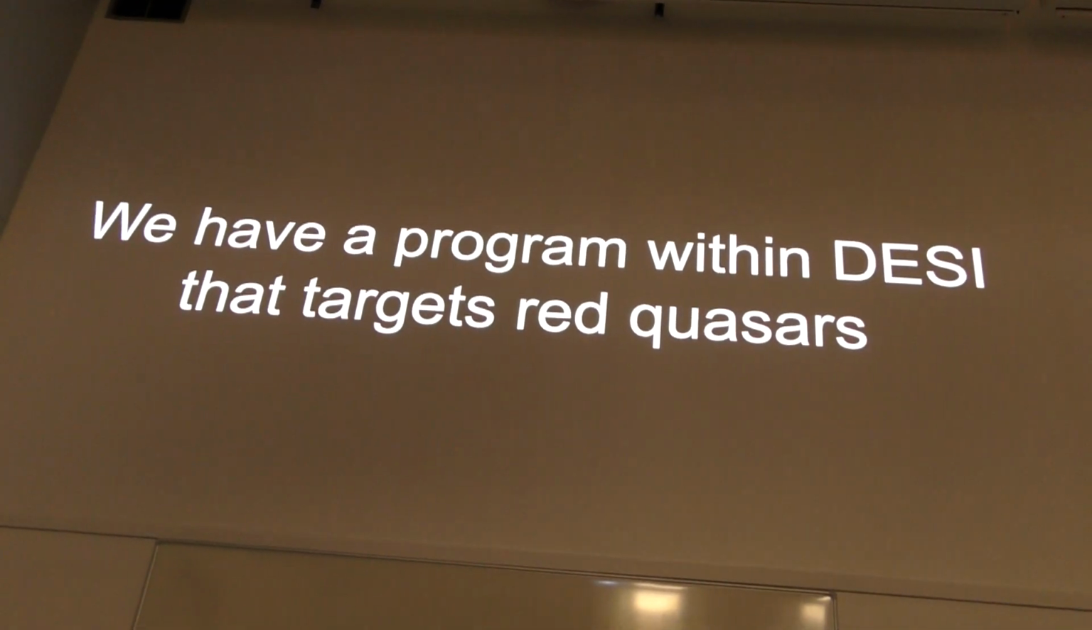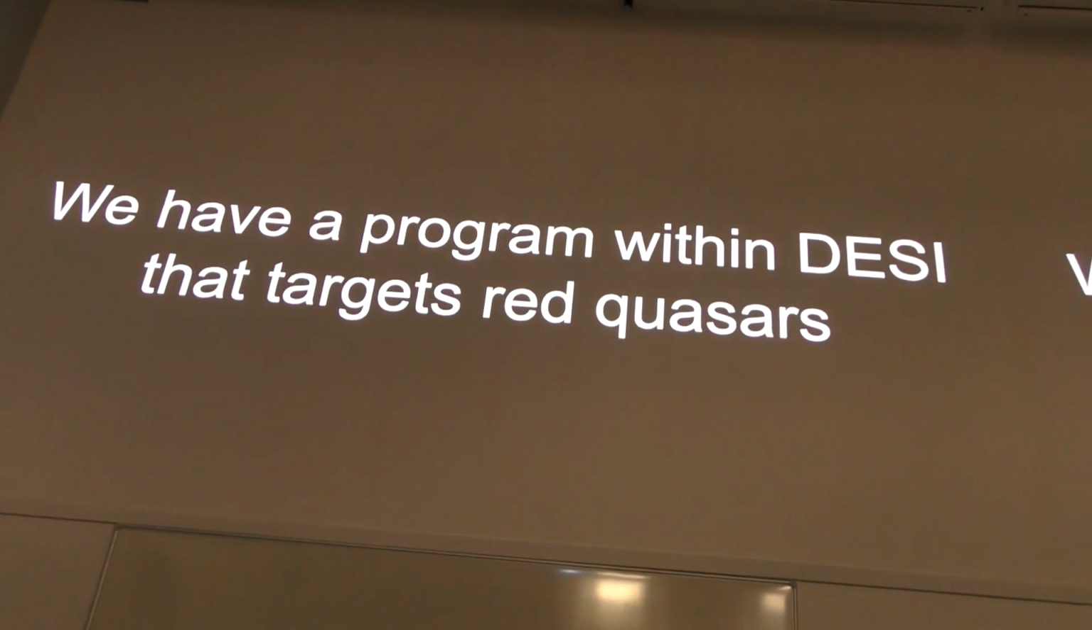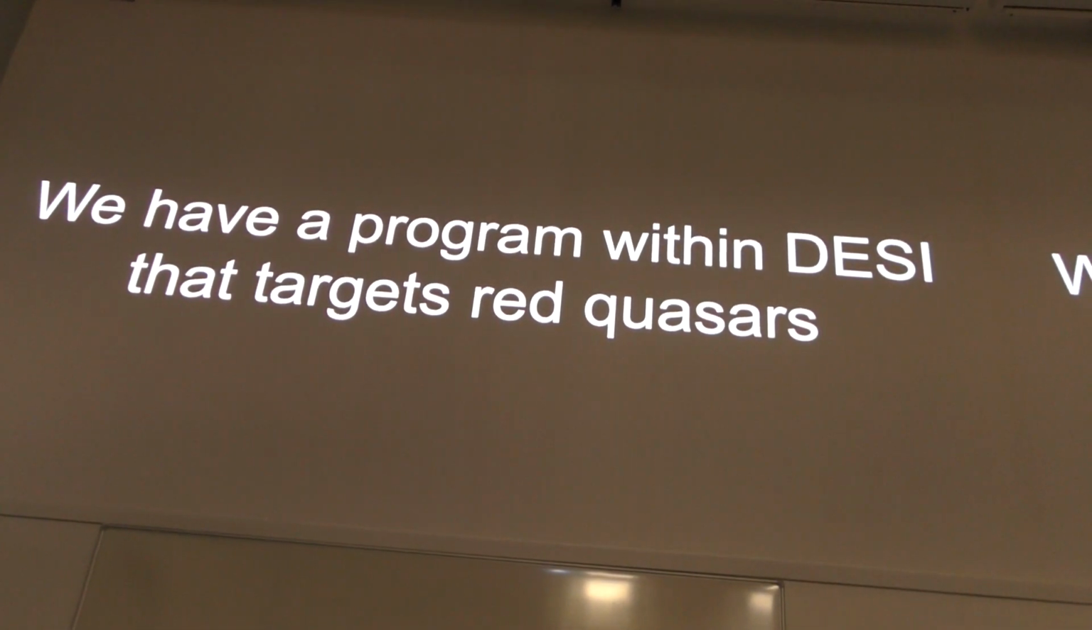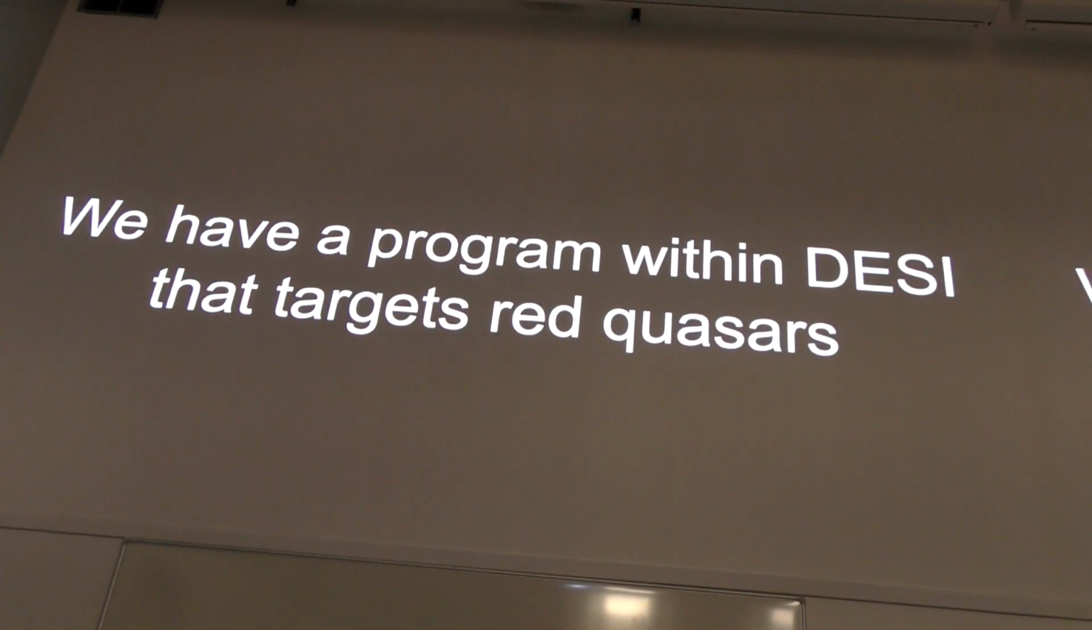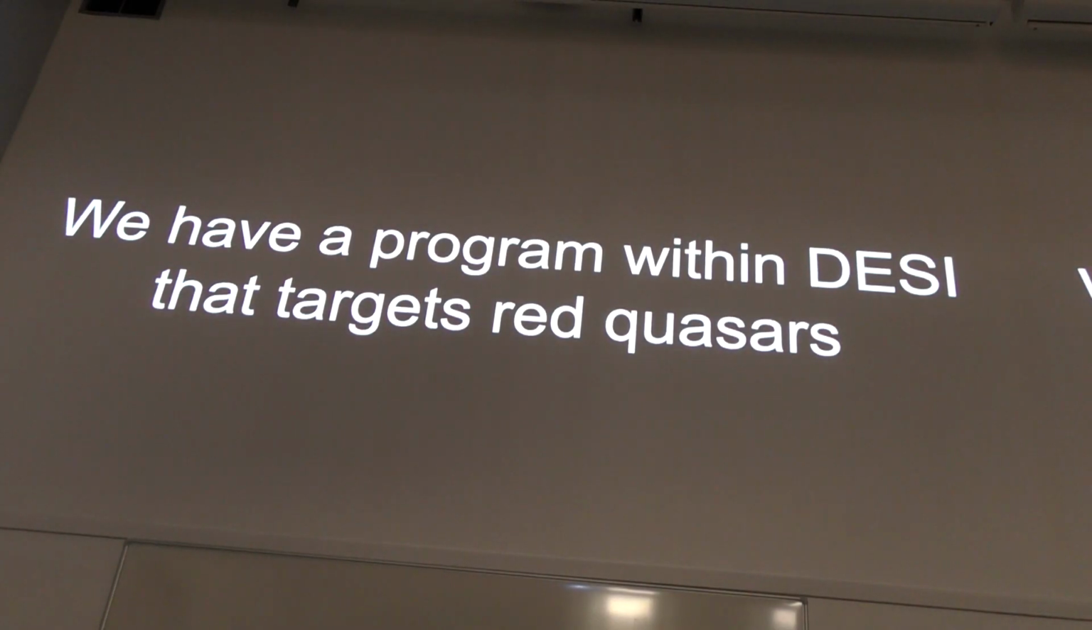So what have I been doing in DESI? Well, the quasar targeting program is mainly a machine learning model, and it's been trained with blue quasars. So DESI preferentially sees blue quasars. That's what it's been trained to find. So we applied for a program within DESI that's been ongoing to try and target these dust-red quasars that might have otherwise been missed.